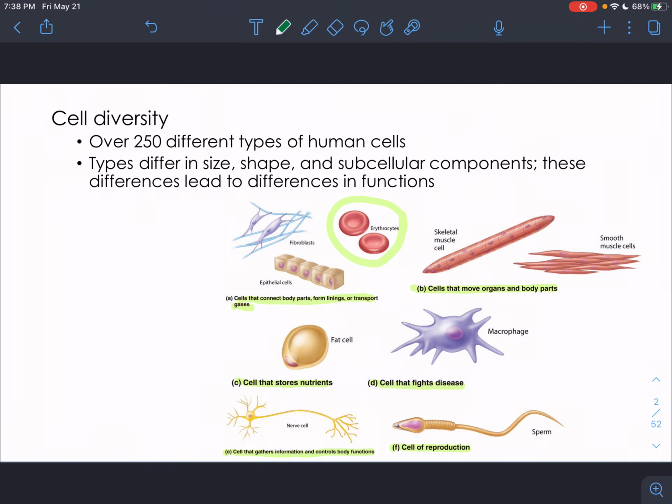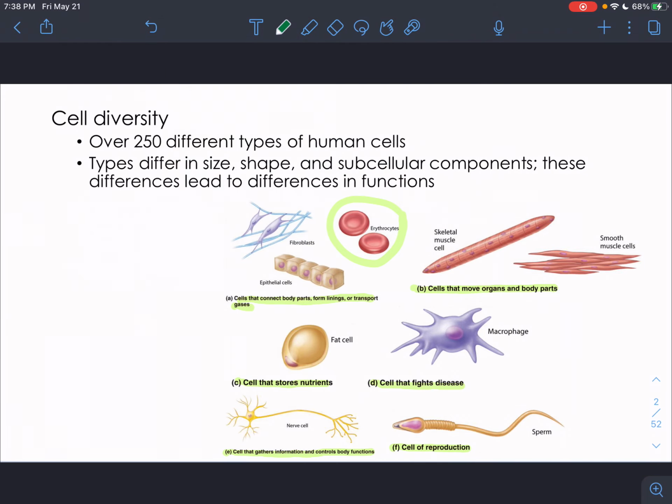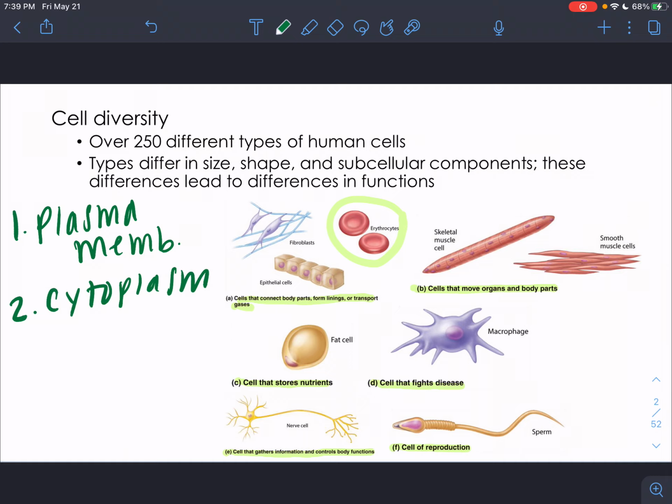Okay? But no matter what, even though there's some individual, unique things about every cell, in all cells you're going to find the same three things. You're going to find a plasma membrane, which is what encircles the cell and separates the cell from the external environment. You're going to find the cytoplasm, which is the internal fluid of the cell where the organelles live. And then you're going to find a nucleus. The nucleus holds the DNA and is kind of the control center of the cell, making sure that the cell can make the proteins and things that it needs to carry out its specific functions.